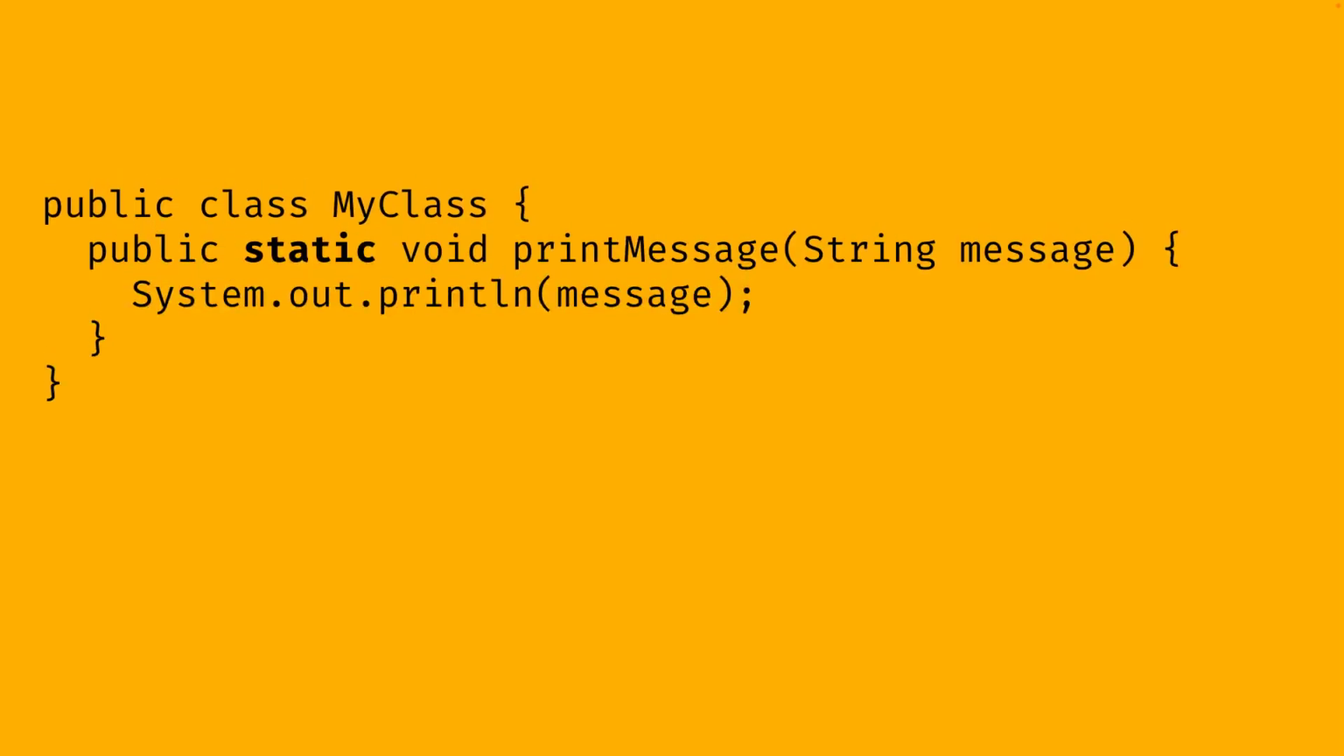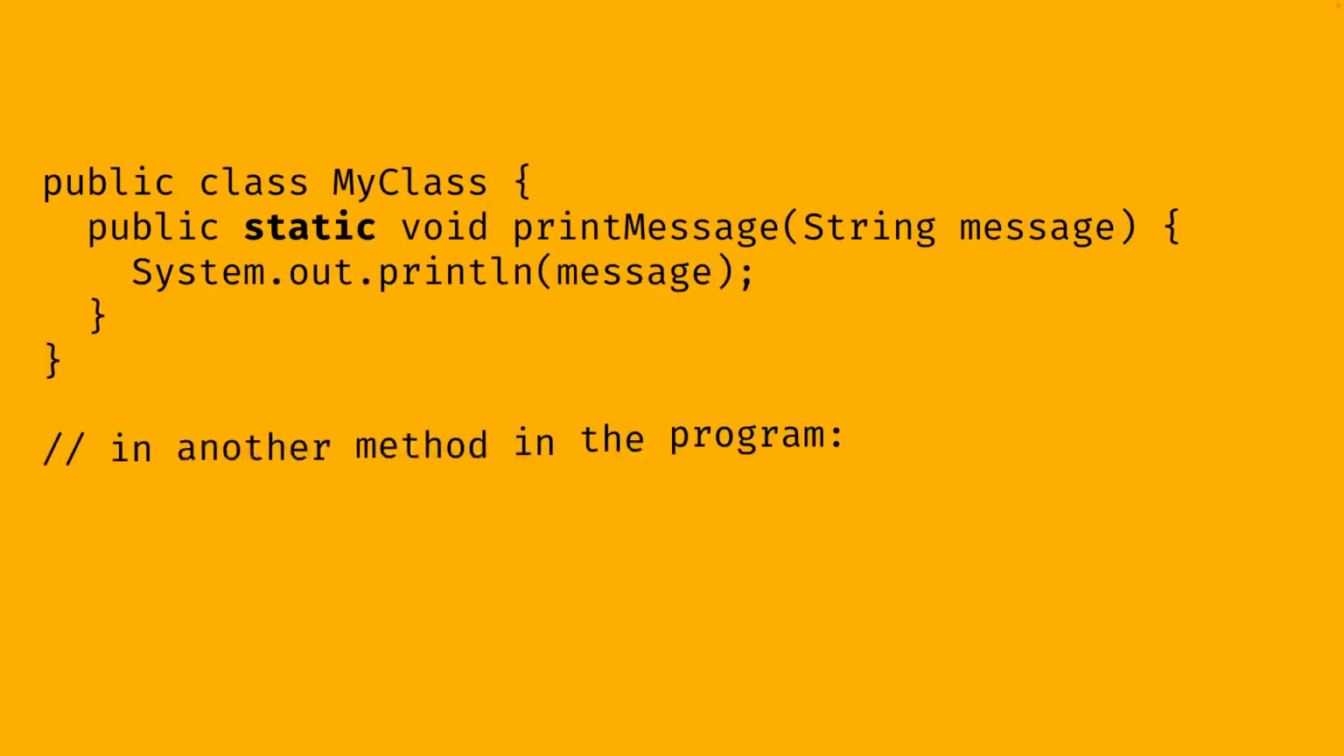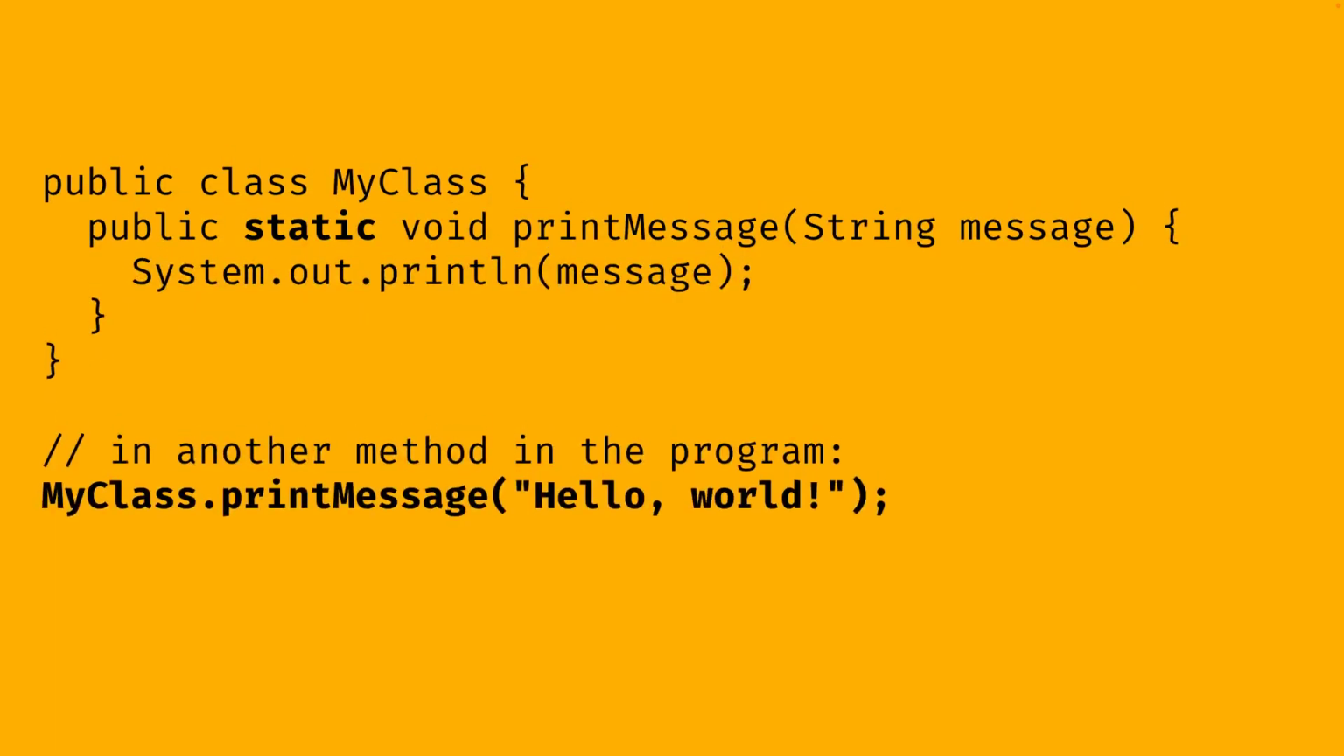We can also have static methods. Here's an example. We have public static void printMessage. To call this method, we don't need an instance. We can call it directly on the class, so MyClass.printMessage.